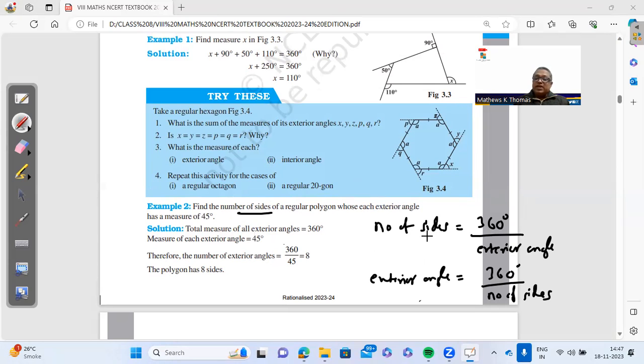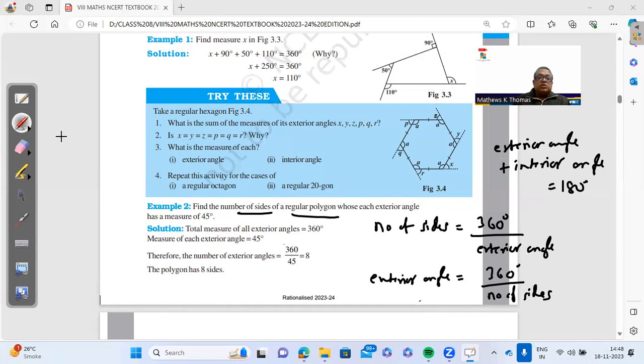The number of sides of any polygon can be found by using the formula 360 divided by the exterior angle, and the exterior angle of a regular polygon is 360 by the number of sides. We are dealing with only regular polygons. When I say polygon, it is understood that we are dealing with only regular polygons. Another important thing is that the exterior angle and the interior angle will always add up to 180. Exterior angle plus interior angle is 180.